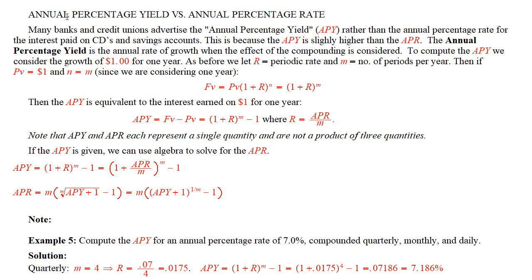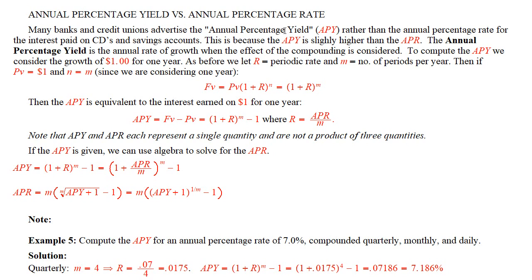For our last example here, we want to compare annual percentage yield versus annual percentage rate. So the yield is the rate with compounding, so it's including any compounding inside of a year. But the annual percentage rate is the rate without compounding.